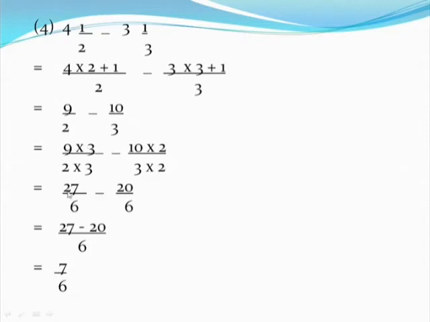Now 9 threes are 27 and 2 threes are 6. So the first fraction will be 27 upon 6, minus 10 twos are 20 and 3 twos are 6. So the second fraction will become 20 upon 6. Now the denominators are the same, so subtract the numerators. That is, 27 minus 20 is 7. 7 upon 6. So the answer for the given example is 7 upon 6.